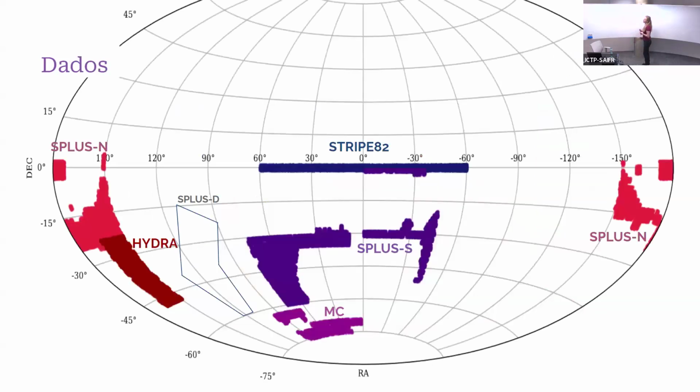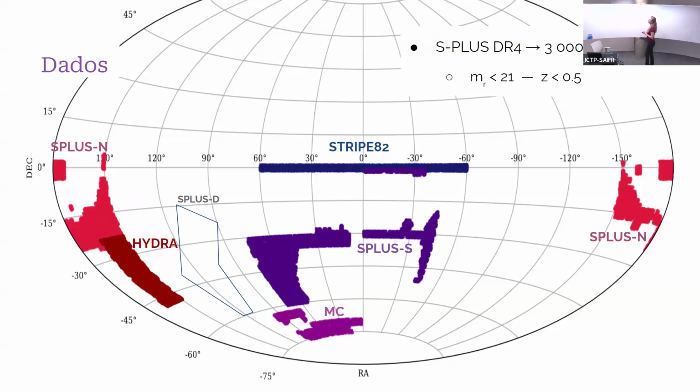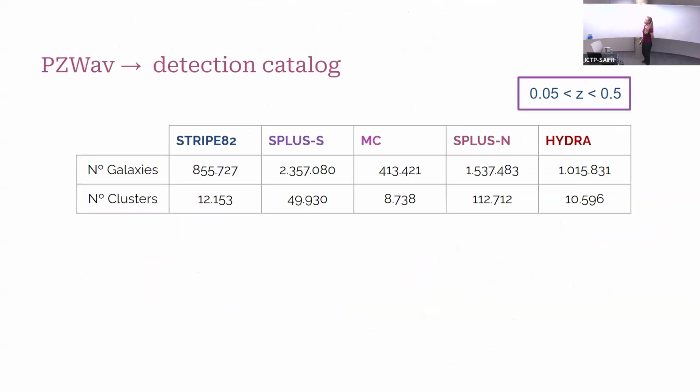And here is the area where I have found clusters: S-PLUS, STRIPE 82, MC, S-PLUS main, and Hydra. We are removing the S-PLUS disk field because of its focus on the Milky Way disk. And so this is 3,000 square degrees for the DR4. We're going to magnitude of 21. And I put there a redshift of 0.05, but actually we go until 0.4. And here are just some numbers of the galaxies that we found within each area and also the number of clusters that we detected.